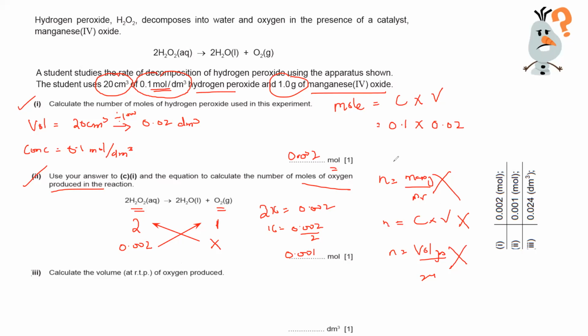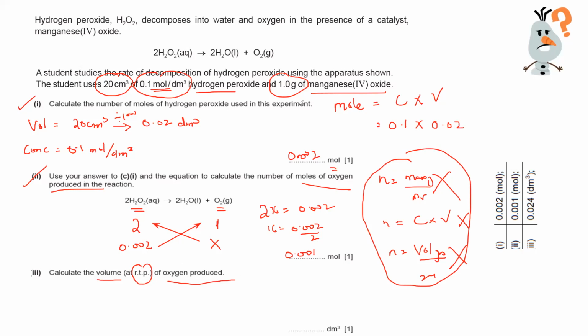Because the information about oxygen is not complete, we cannot use any formula. That's why we use the ratio. Then the next part, they're asking for volume. Calculate the volume. RTP means room temperature and pressure. It's a short form for room temperature and pressure. So RTP refers to room temperature and pressure of oxygen gas produced.